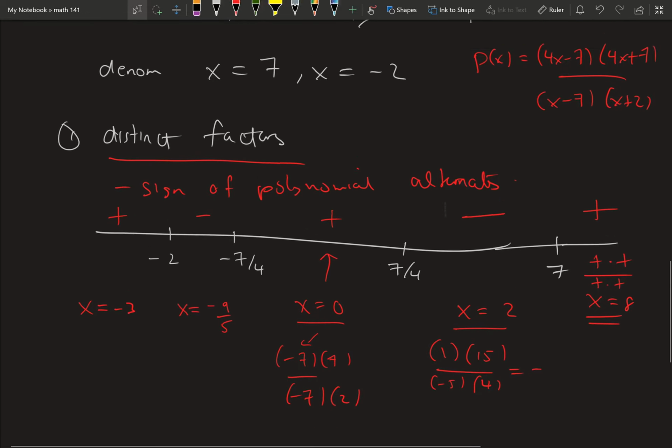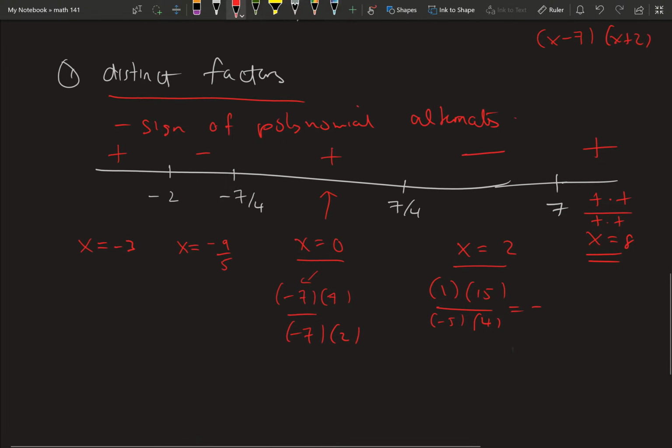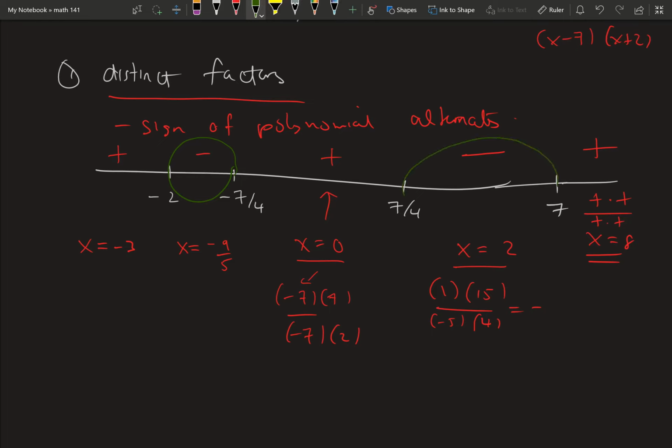So what do we want? We want this polynomial to be less than 0. So we want the places where we have negative signs. We want this piece, and we want this piece. So we want the interval from -2 to -7/4, as well as between 7/4 and 7. This is our solution.